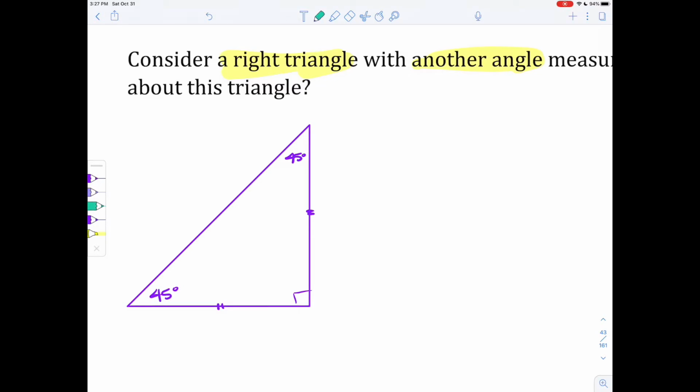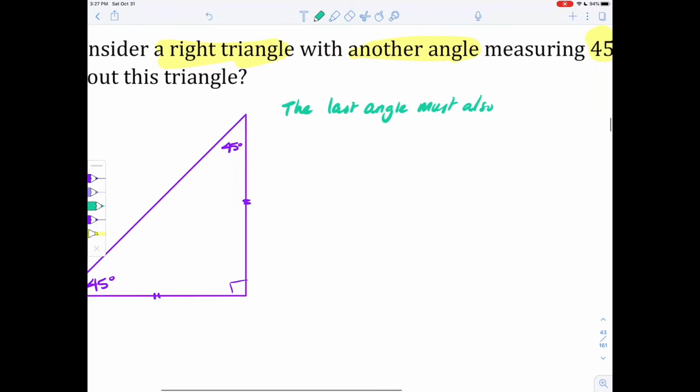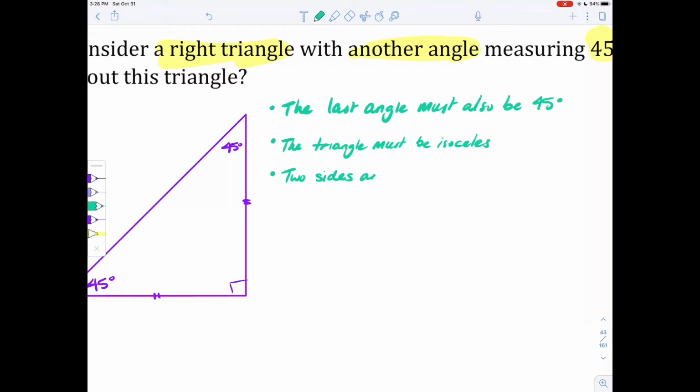Let's just quickly write down the information we've got so far. The last angle must also be 45 degrees. That's a bullet point. And now we've discovered that the triangle must be isosceles. I don't know when I last wrote the word isosceles. I'm sure that's how it's spelled. And since it's isosceles, two sides are the same length.